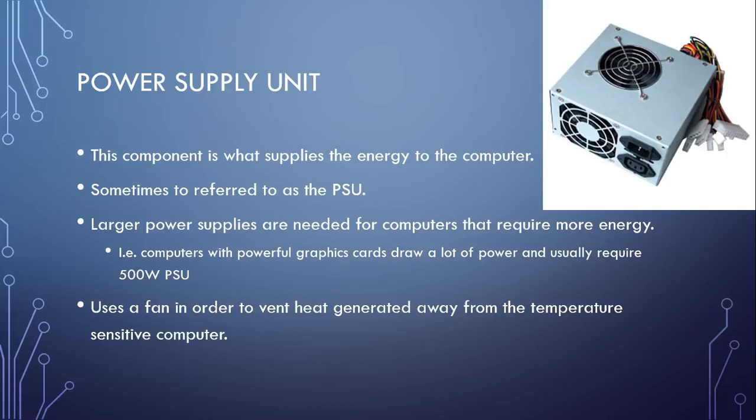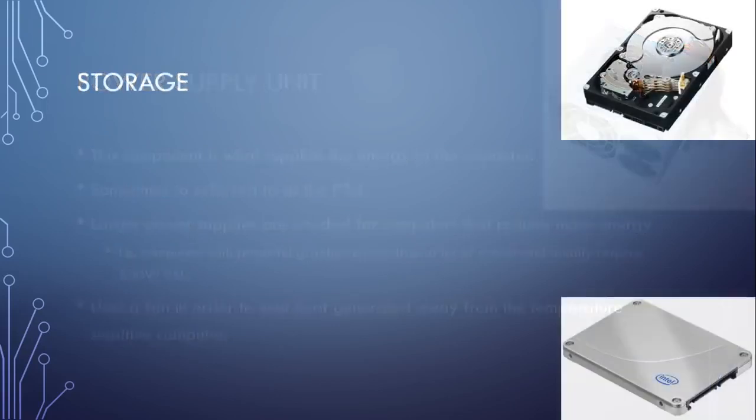Now, with the power supply, they typically will use a fan in order to vent heat generated from the temperature-sensitive computer. And the reason why they need to vent heat is because they're doing a lot of energy conversion. They're taking the alternating current that comes out of your wall socket and then converting it over to direct current, which is what the computer uses.